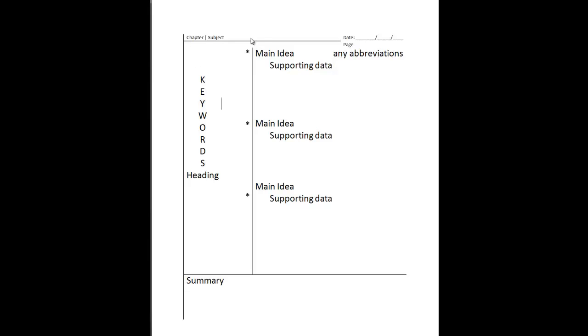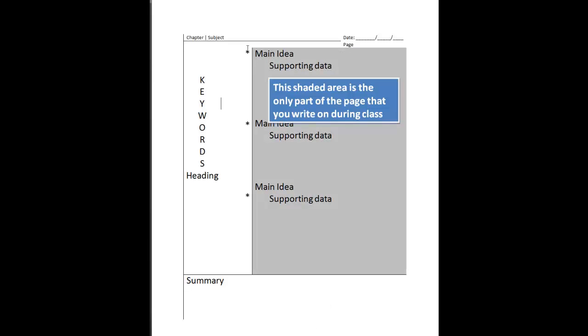Now, the things we'll be using this for are as follows. We'll have keywords and headings down this side here, but we do that almost last. We have a summary at the bottom, and we have the main part where we take our notes during the class first time round. So this is the only section. The grey section here is the only part that we will write in during the lecture itself. Everything else is for post-class work.